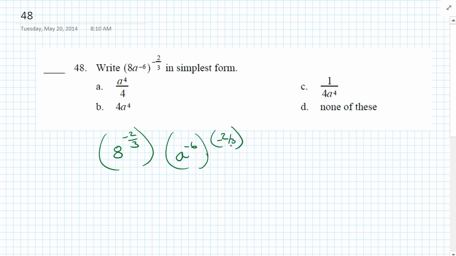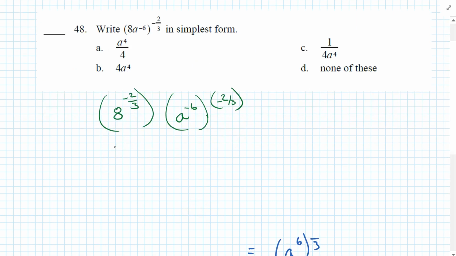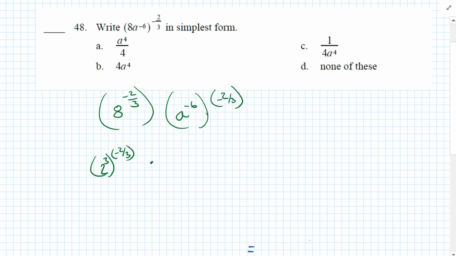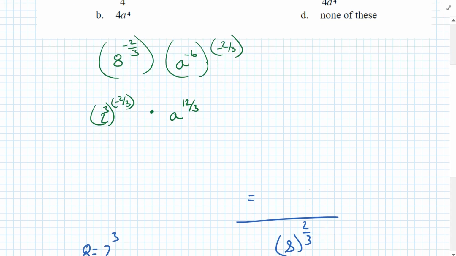Okay, so let's prime factor 8. We already know that's 2 cubed, so we can rewrite this as 2 cubed to the -2/3 power times a. Let's go ahead and multiply. -6 times -2 is 12. So it's a to the 12/3 power.